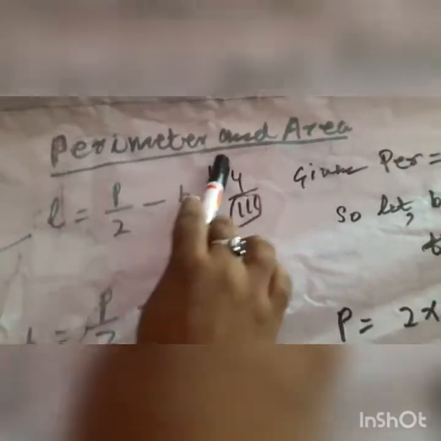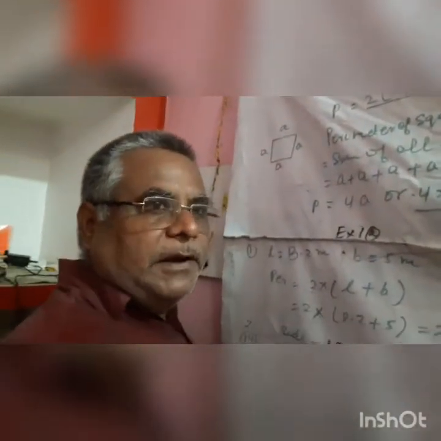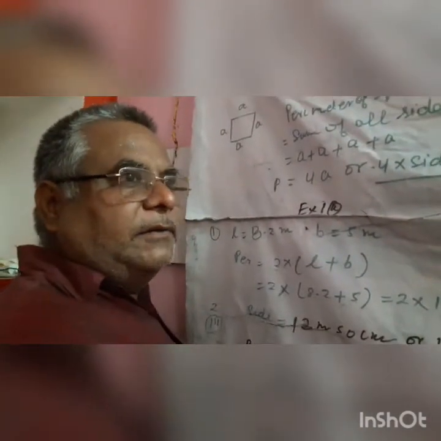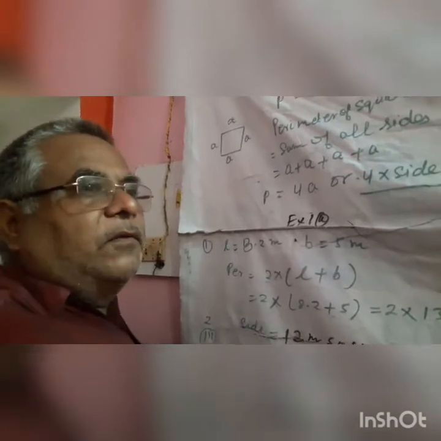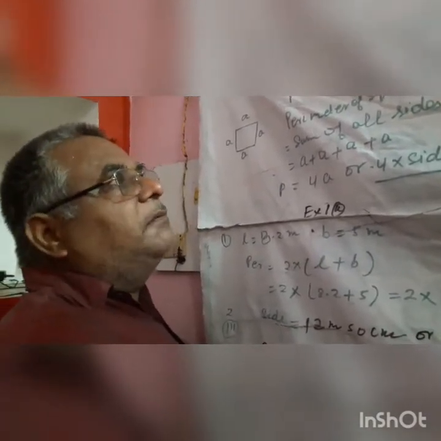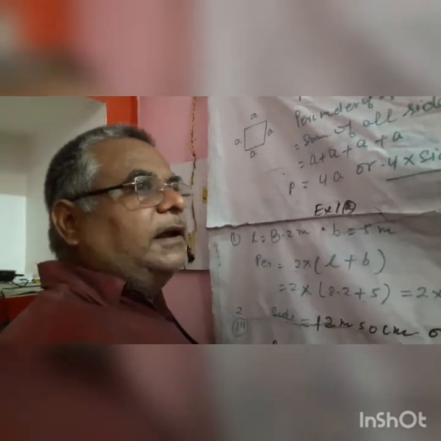Perimeter and area. As you know, what do you mean by perimeter? All students, I think you know what perimeter is. Perimeter of any figure means sum of all sides. In your chapter there are two figures, rectangle and square.